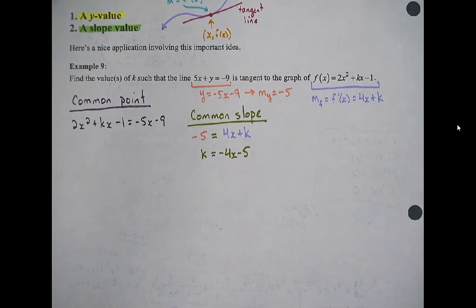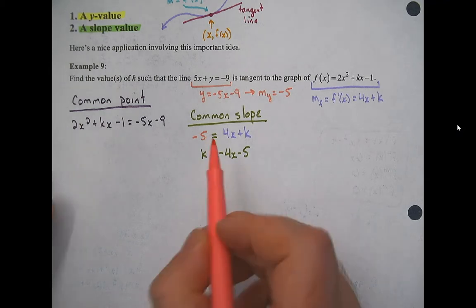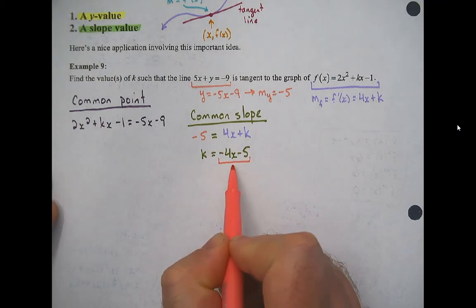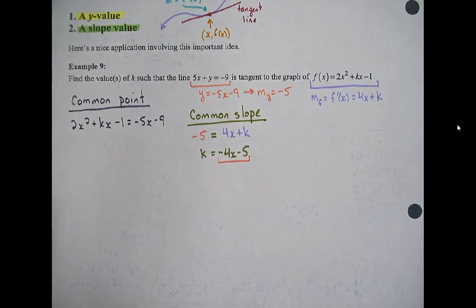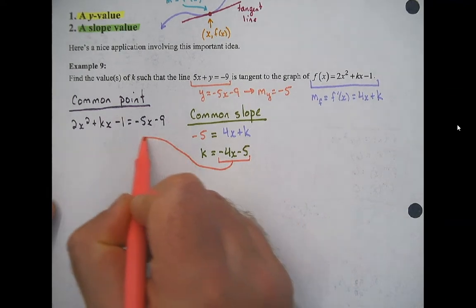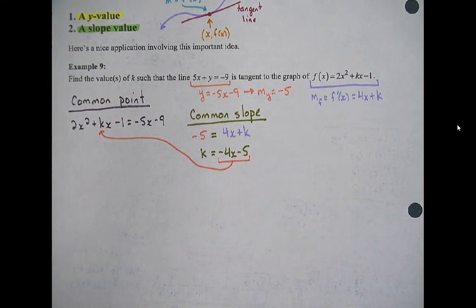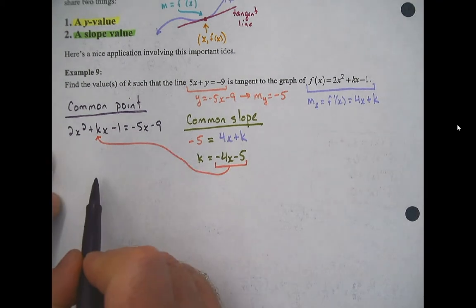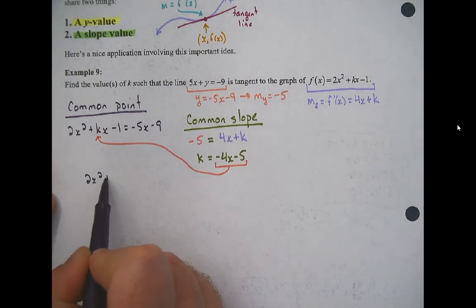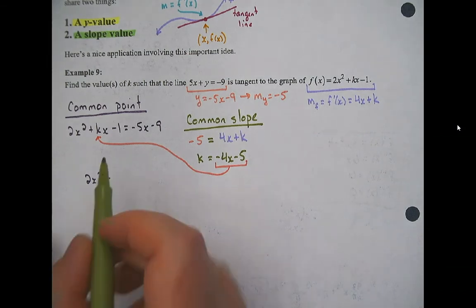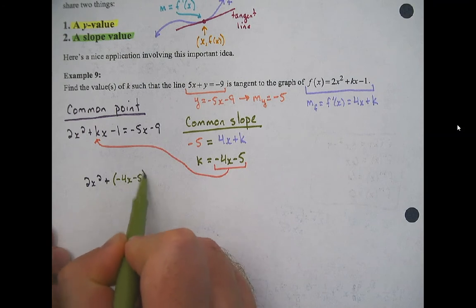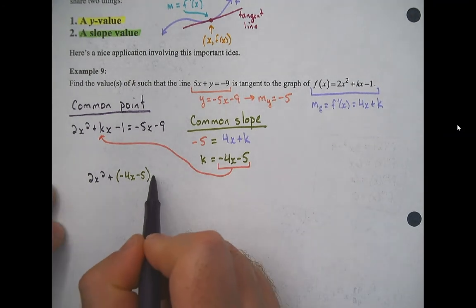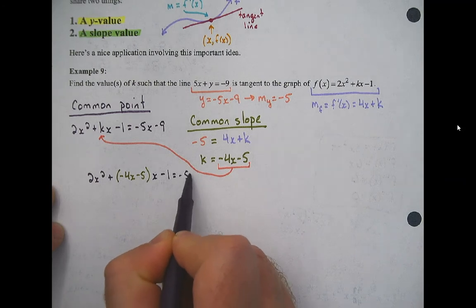Now I can take this k value and plug it in for the k in my other equation. I wish I would have picked a different color, but we're stuck with it. Put it in there for k. So my equation becomes 2x squared plus, we figured out that k was negative 4x minus 5, times x, minus 1 equals negative 5x minus 9.